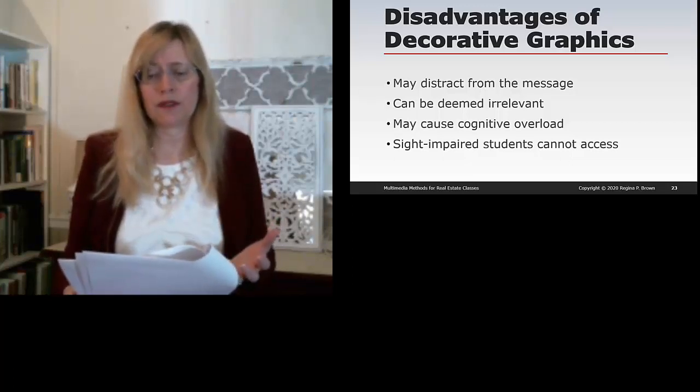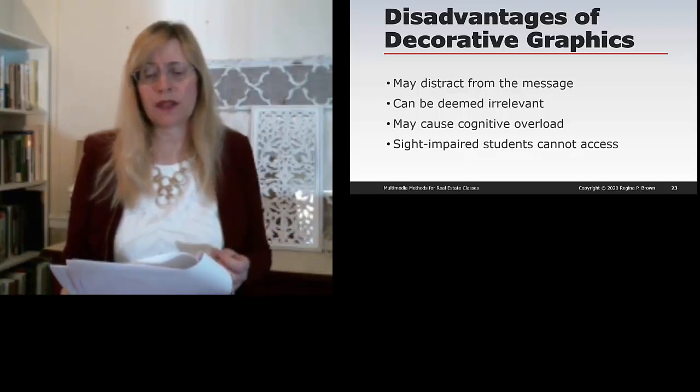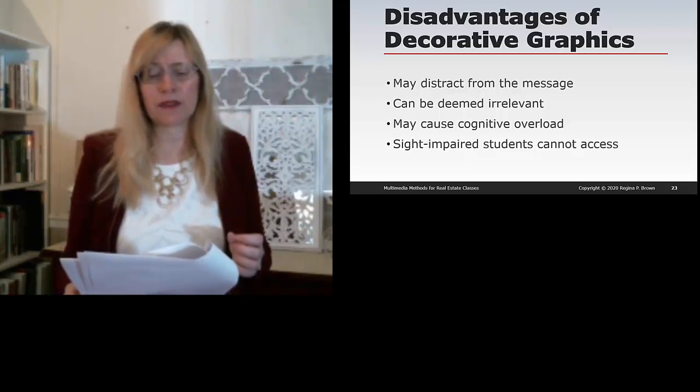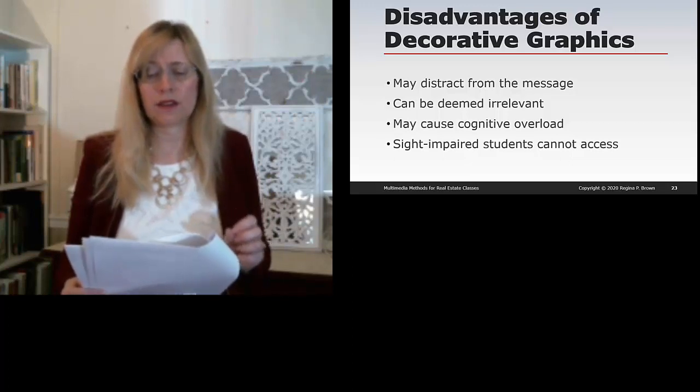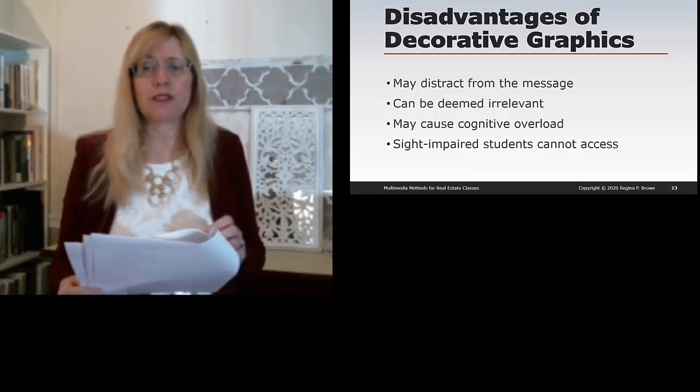Decorative graphics may cause cognitive overload as students attempt to process both the message, the text and/or audio, along with the graphics. One of the basic principles of Mayer's cognitive theory of multimedia states that each channel has limited processing capacity, and active learning requires coordination of the cognitive processes. And that's from Ayers 2015, page 631.